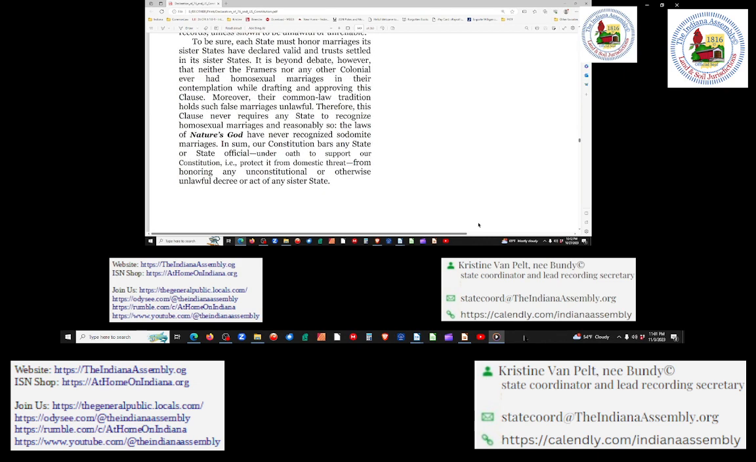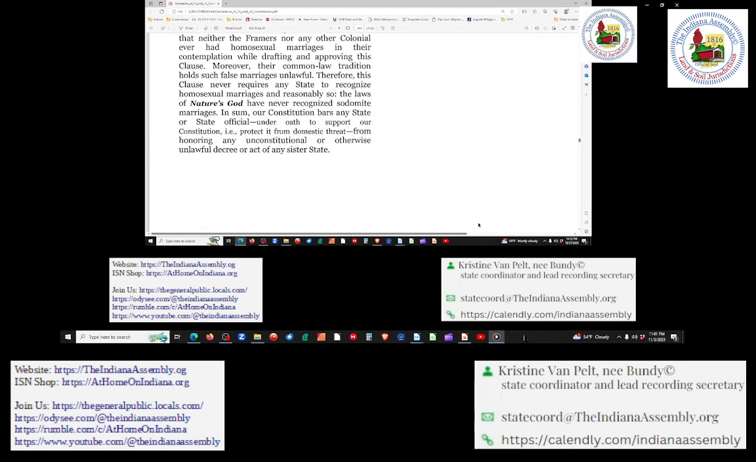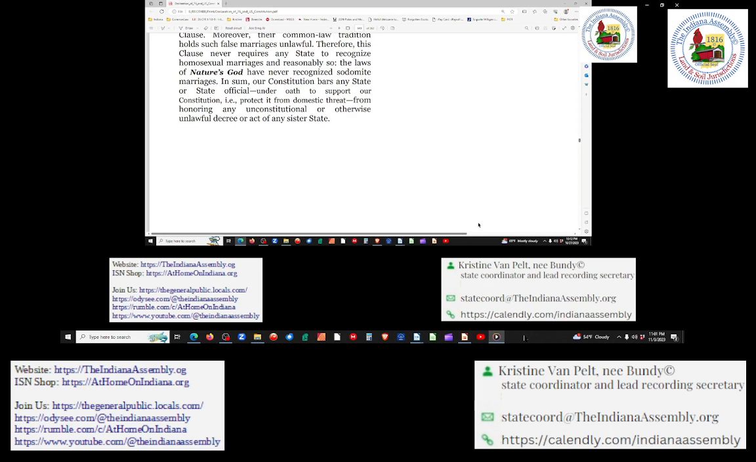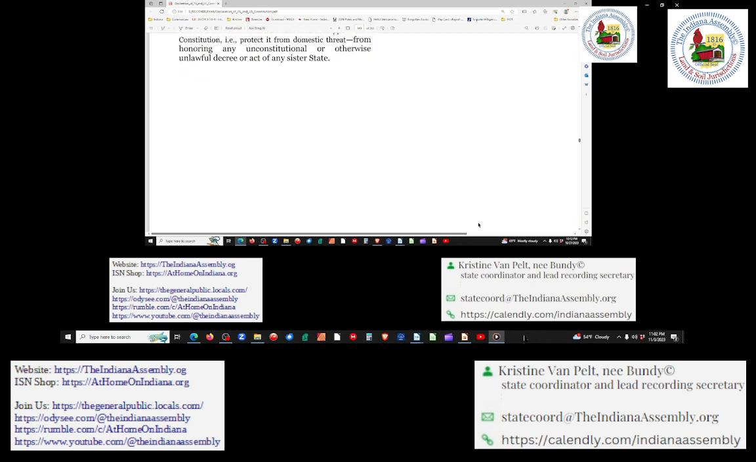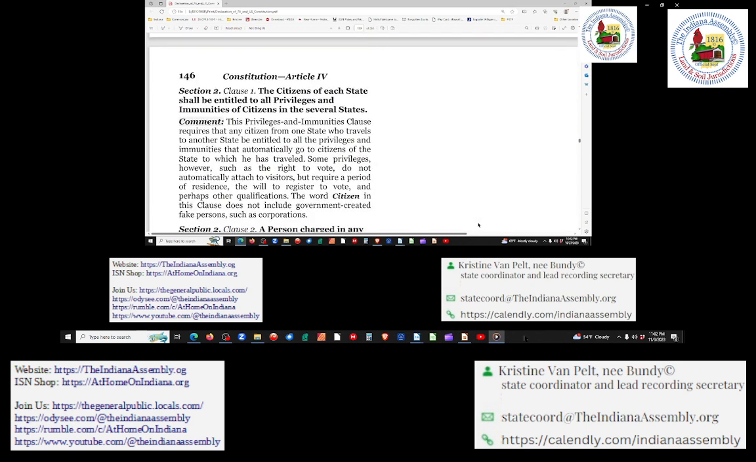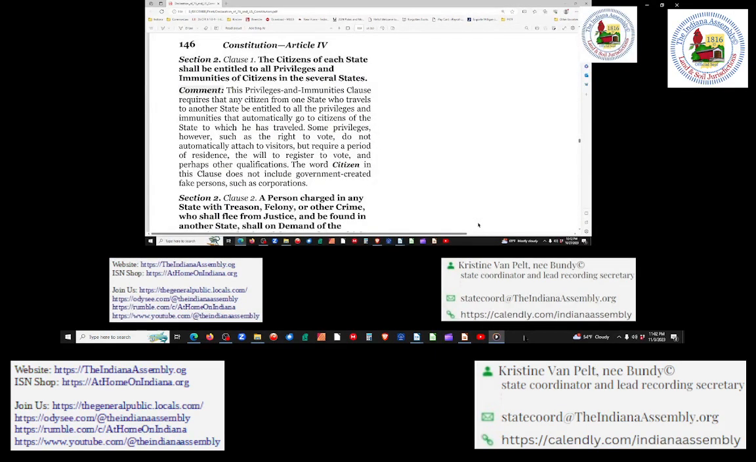In sum, our Constitution bars any state or state official under oath to support our Constitution, i.e. protect it from domestic threat, from honoring any unconstitutional or otherwise unlawful decree or act of any sister state. Section 2, Clause 1.